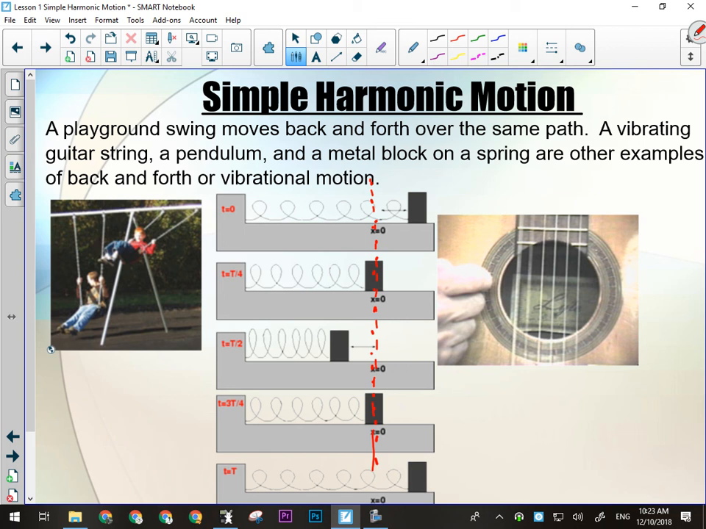Okay, it works on the same principles, and it just oscillates back and forth, and the vibrations are transferred into the resonance cavity of the instrument, where they are naturally amplified, which we'll talk about later on in the waves unit, and then they come out and you hear the sound. All right, everybody okay with those ideas? All right, so those are just examples of simple harmonic motion.